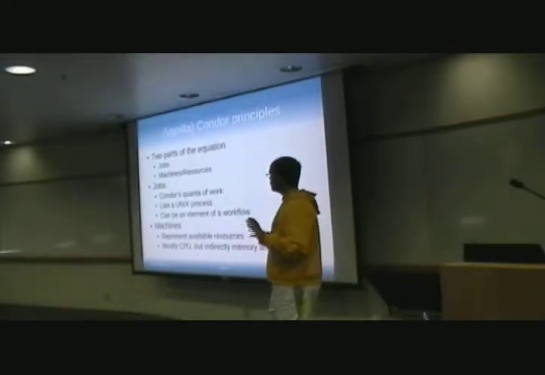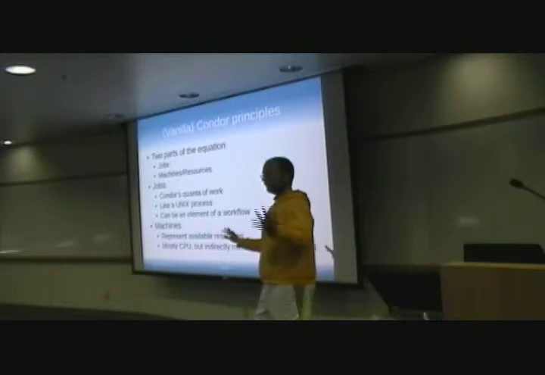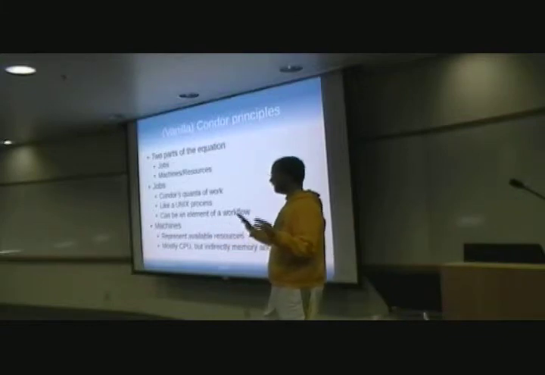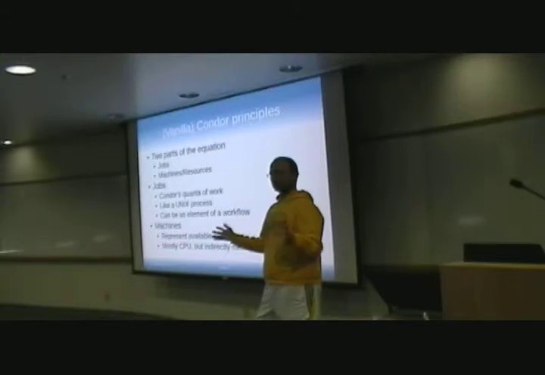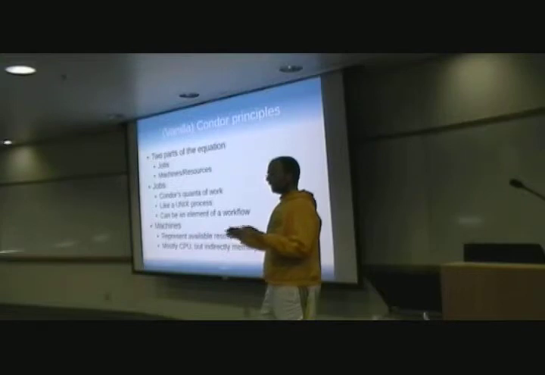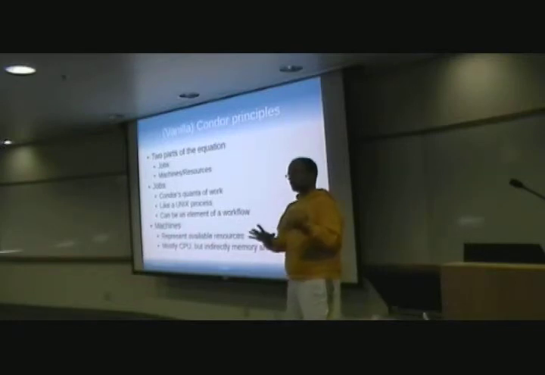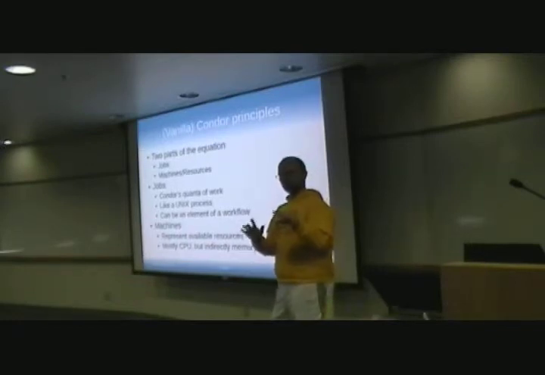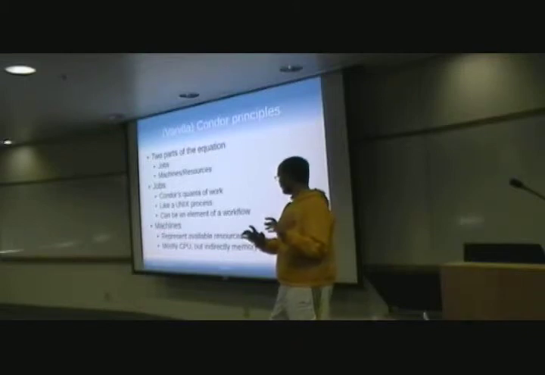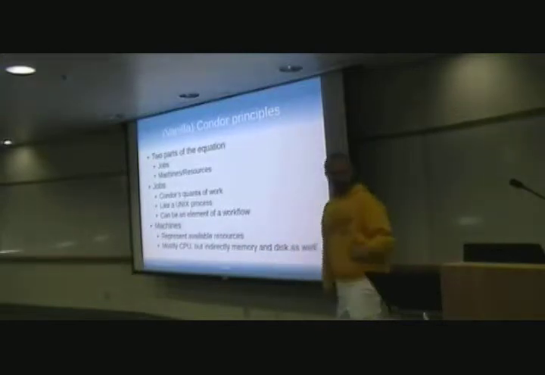In Condor, there are two parts of the equation. You have jobs, and you have machines or resources. They are pretty much equivalent from the Condor point of view. The jobs are Condor's quantum of work. They are like a Unix process. They can fork afterwards, but you start with the process. And they can be further grouped together in workflows. On the other side, the machines represent available resources. Condor is geared really toward optimizing the use of CPU, but it also indirectly manages memory and disk.